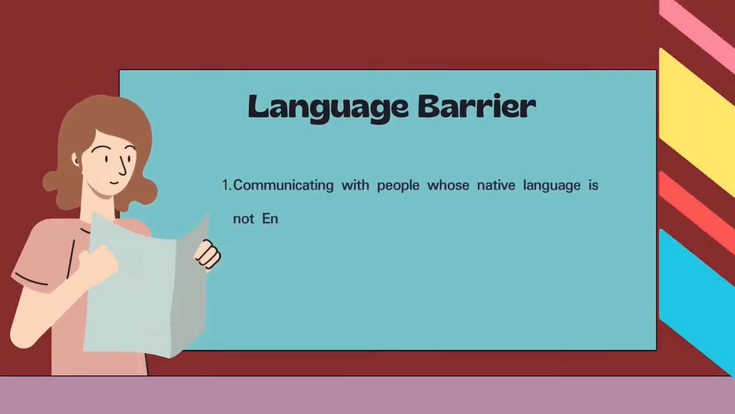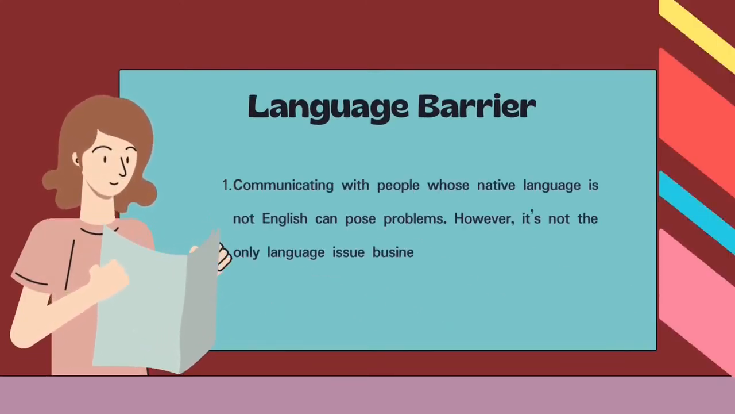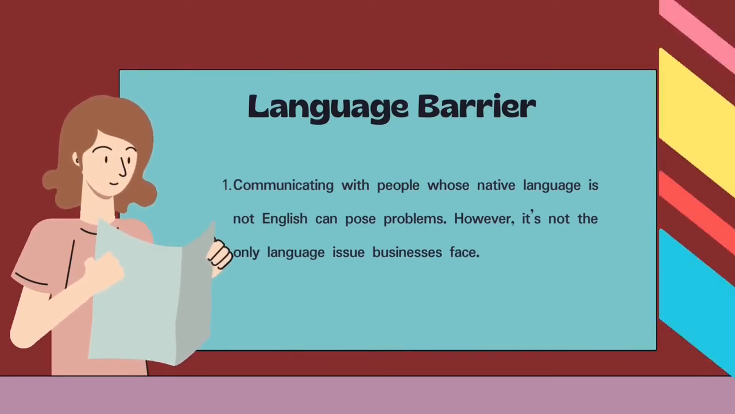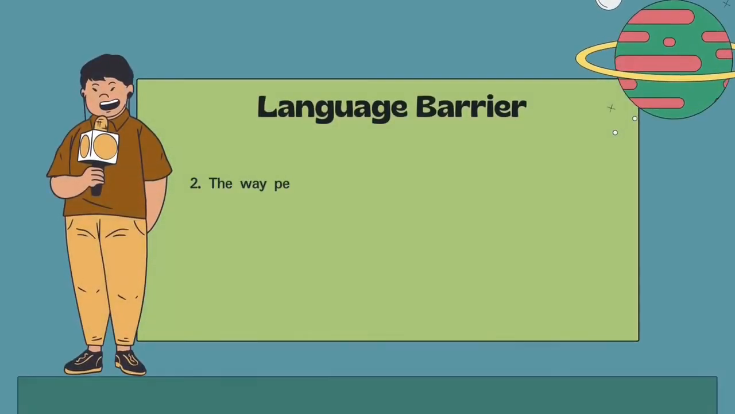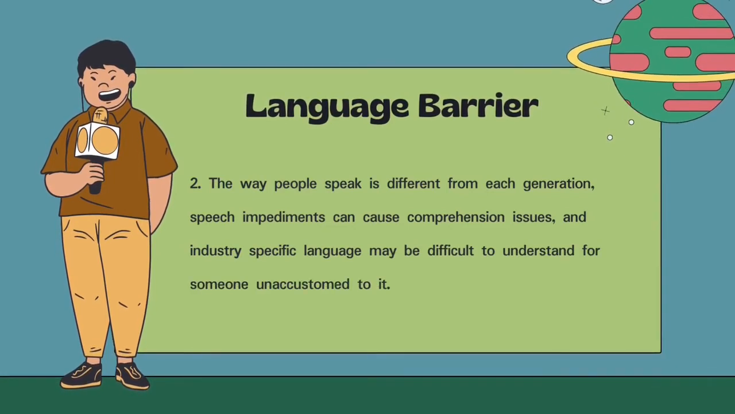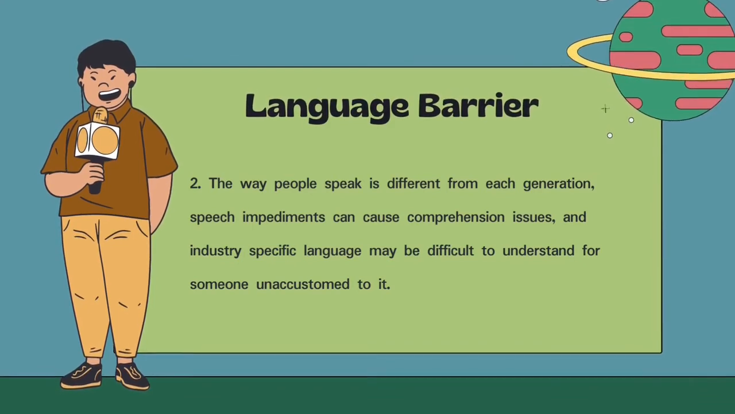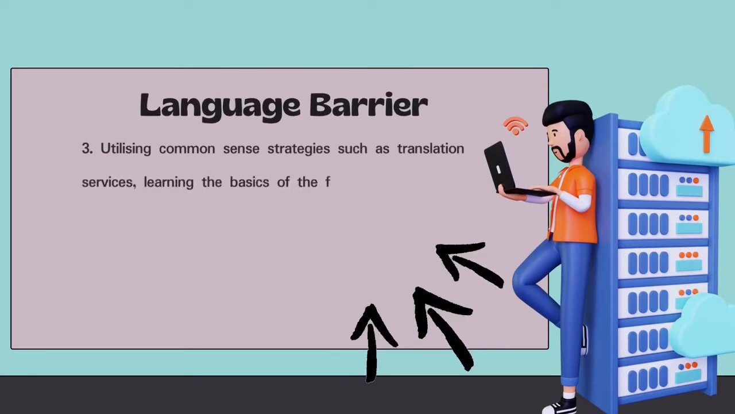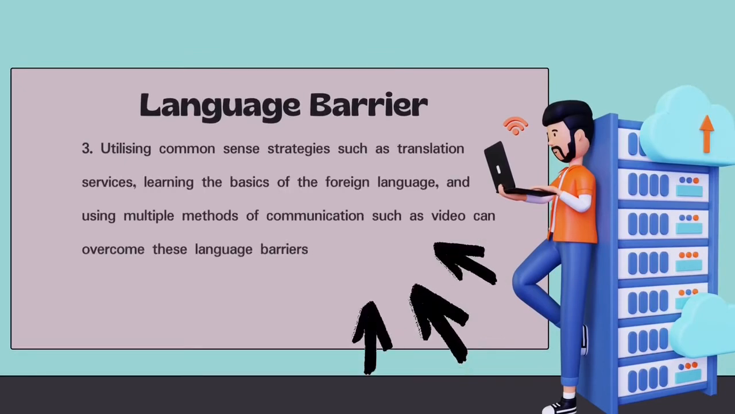Language barrier. First, communicating with people whose native language is not English can pose problems. However, it's not the only language issue businesses face. Second, the way people speak is different from each generation. Speech impediments can cause comprehension issues, and industry-specific language may be difficult to understand for someone unaccustomed to it. Third, utilizing common-sense strategies such as translation services, learning the basics of the foreign language, and using multiple methods of communication such as video can overcome these language barriers.